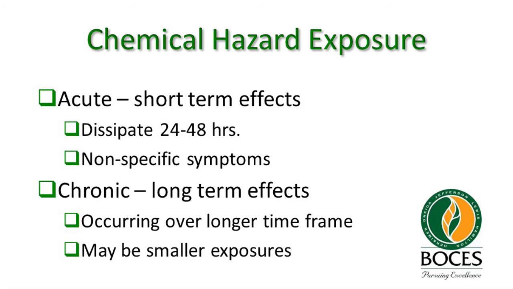Exposure: short-term, long-term, acute versus chronic. Acute exposure is when you're exposed to something and you have symptoms immediately. Chronic exposure is when you're exposed to something, but you don't necessarily show symptoms for months or years afterwards. An example of chronic exposure would be asbestos.